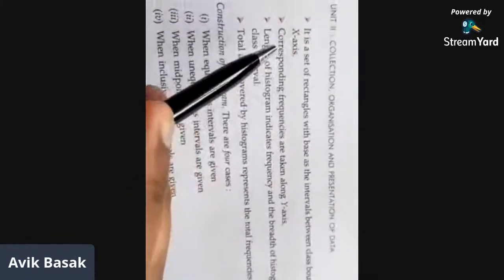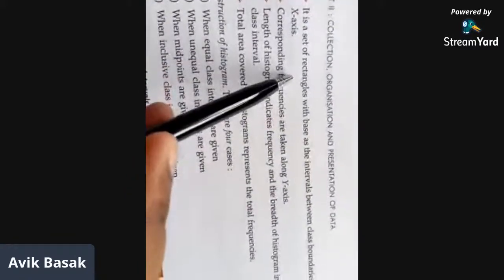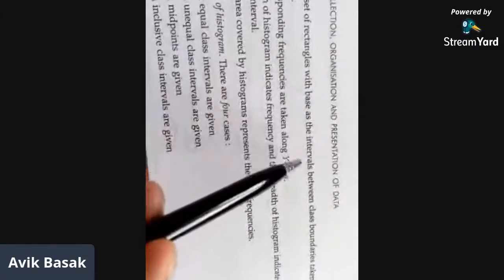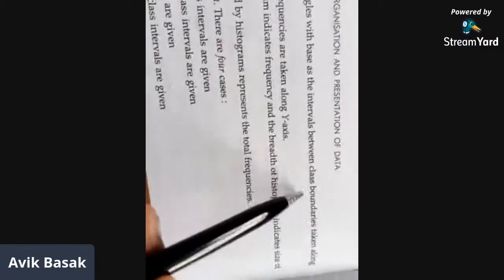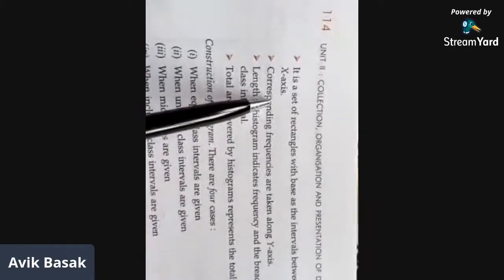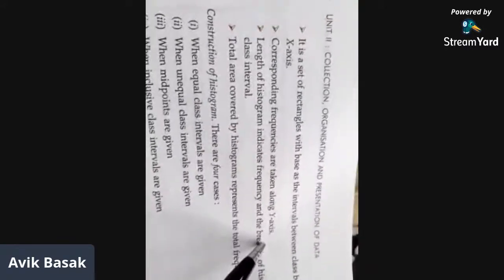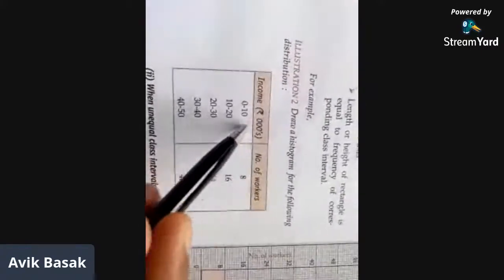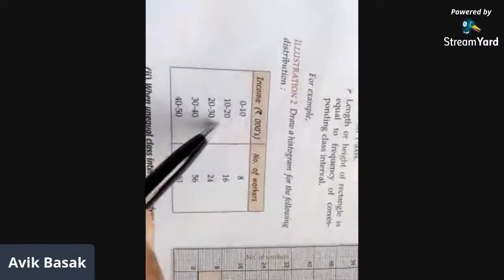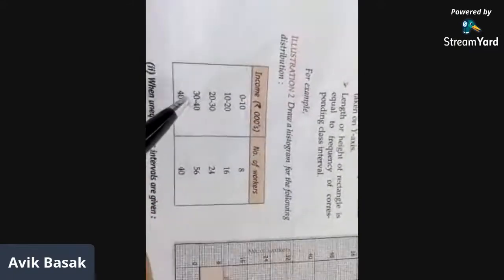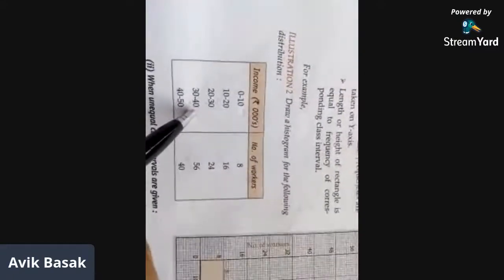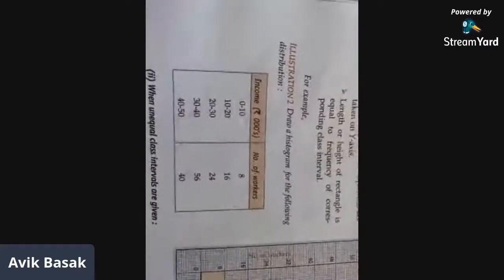Now, coming to the theory part of the histogram. It is a set of rectangles with the base as the intervals between class boundaries taken along the x-axis. Corresponding frequencies are taken along the y-axis. So what has it taken? Class boundaries. Which are the class boundaries, students? These are the class boundaries, known as class interval. And the class interval or class boundaries are in which type of series? Continuous series.